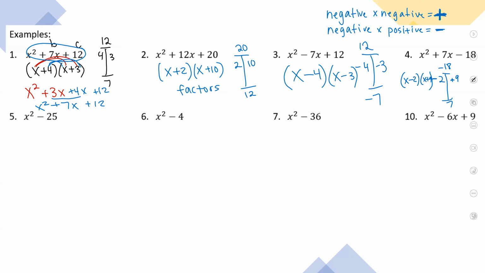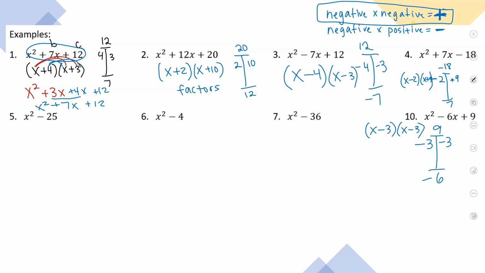All right, I'm going to go down to number 10. I need two numbers that multiply to 9, add to negative 6. Remember this rule up here. A negative times a negative will give me a positive. So what two numbers will give me 9? Yes, negative 3 times negative 3. Negative 3 times negative 3 is 9, and if you add them, you'll get negative 6. So the factors for number 10 are x minus 3 and x minus 3.